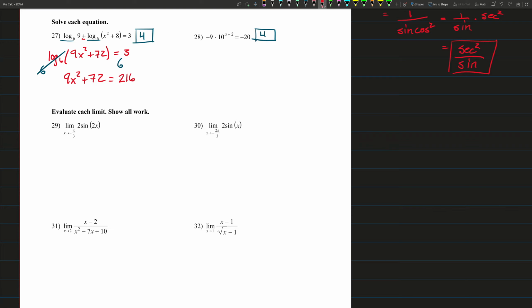And then you just solve this like any other problem, right? So 9x squared is equal to 216 minus 72. That's 144. So x squared is 144 divided by 9. Take the square root of that. So x is 12/3.